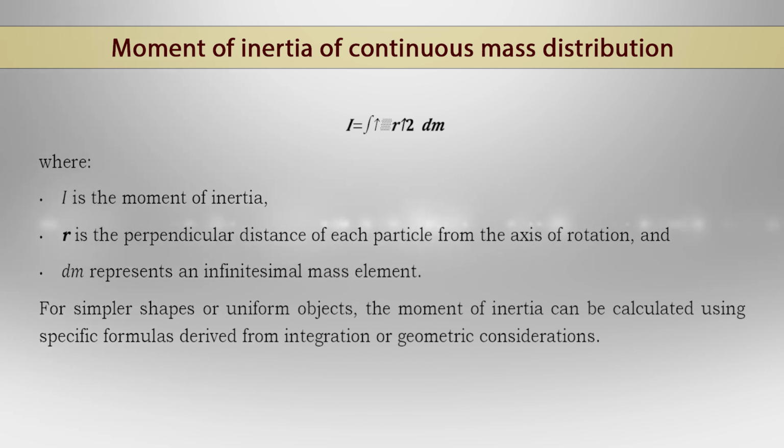For simpler shapes or uniform objects, the moment of inertia can be calculated using specific formulas derived from integration or geometric considerations. For any body with a mathematically indescribable shape, the moment of inertia can be obtained by experiment. One of the experimental procedures employs the relation between the period, that is the time, of oscillation of a torsion pendulum and the moment of inertia of the suspended mass.